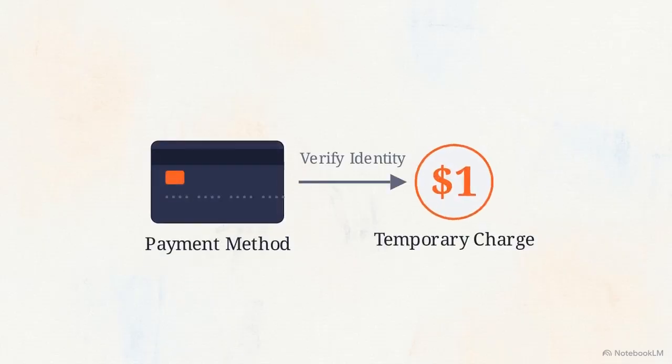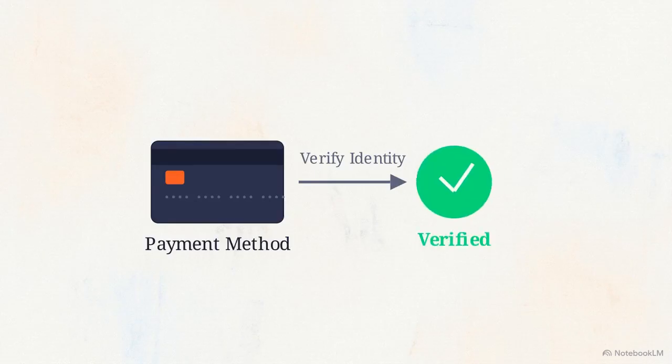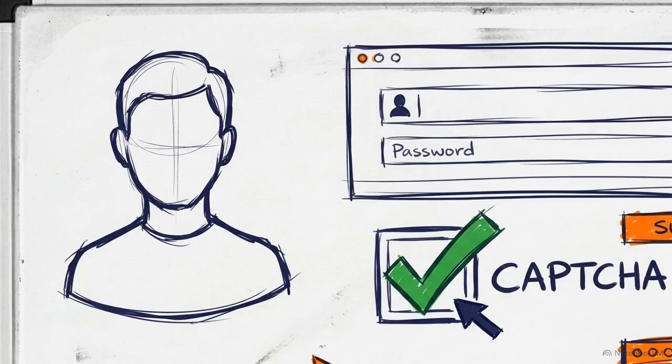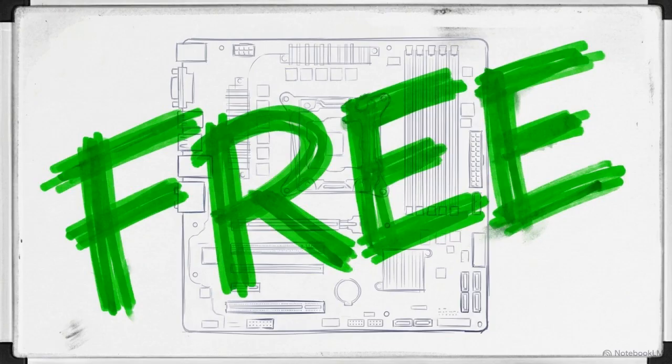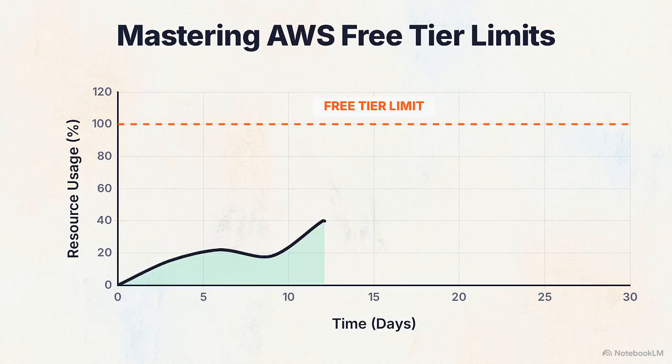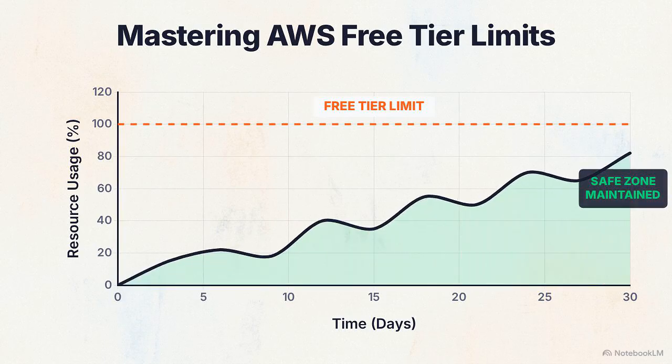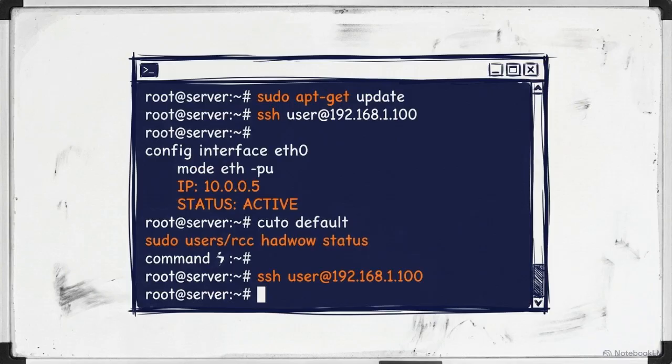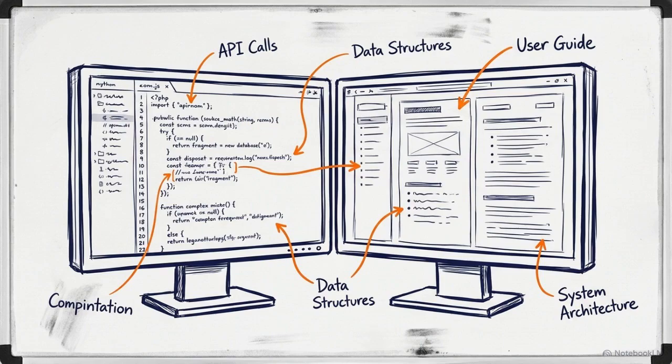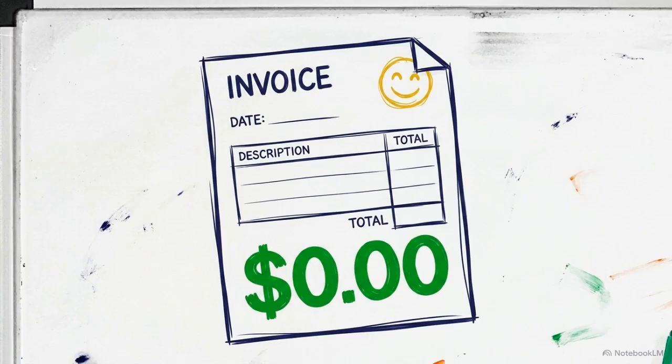During sign-up, Amazon does ask for a credit or debit card to process a tiny temporary charge. This is a standard identity check to prove you are a real person, but you will not be charged for the virtual machine we are building today. Understanding how to stay within the strict boundaries of the AWS free tier is a vital operational skill. It allows developers to experiment, even break things, and actively learn without worrying about an unexpected bill.